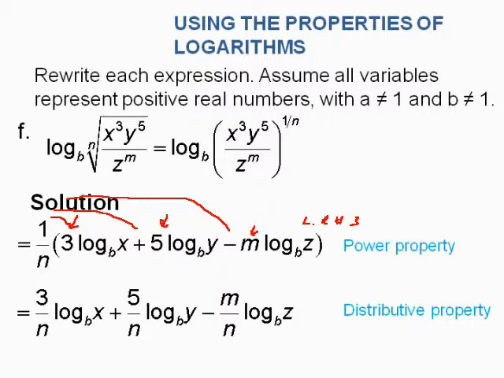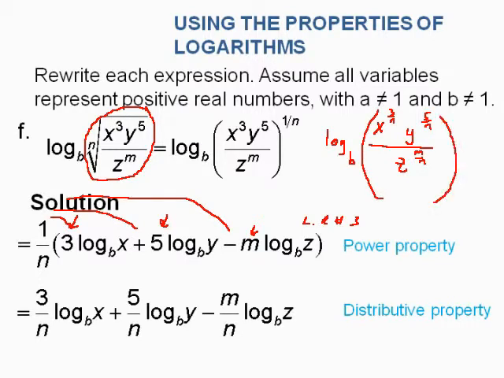Now, some of you may have done this from the very start. That was one way to do it. What I might have told you is if you know your exponent rules well, you could have also written this as log base B of X to the 3 over n power, Y to the 5 over n power, divided by Z to the m over n power. And that was just one swoop without having to make that whole thing 1 over n.